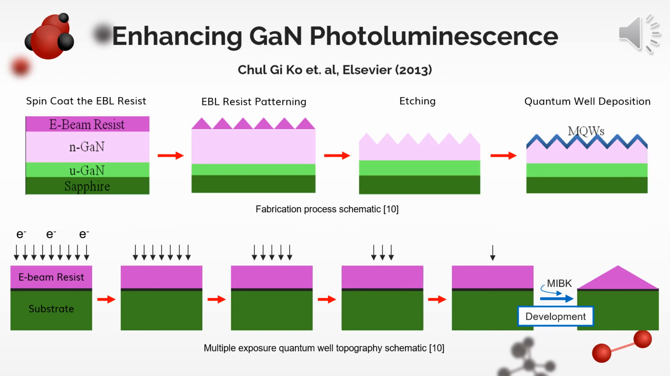Then, they deposited a gallium nitride buffer and an indium gallium nitride layer. This patterning achieves a topography which mimics that of a quantum well. This process can be visualized in the top schematic. These patterned and deposited quantum wells provided a net increase in the photoluminescent properties of the semiconductor.